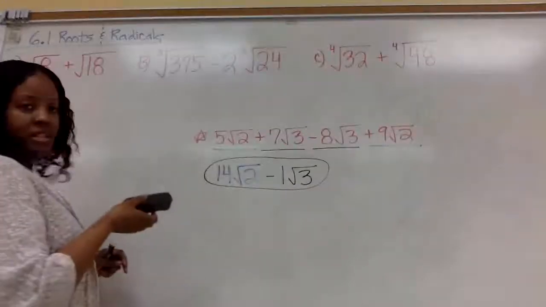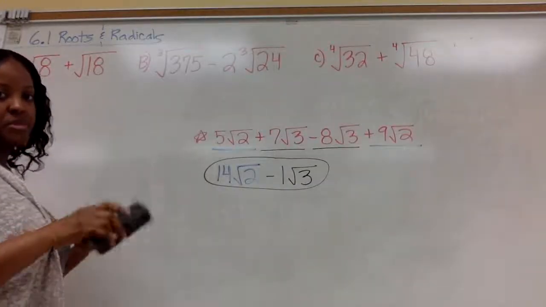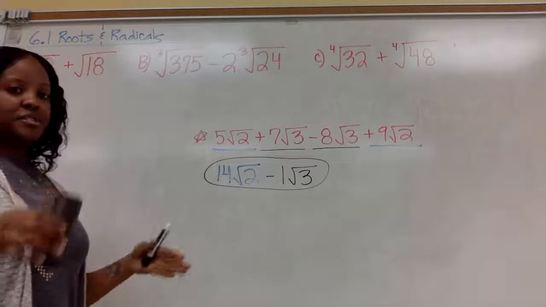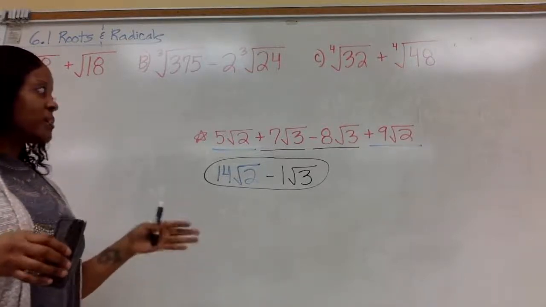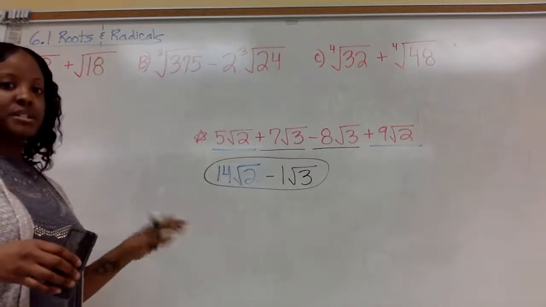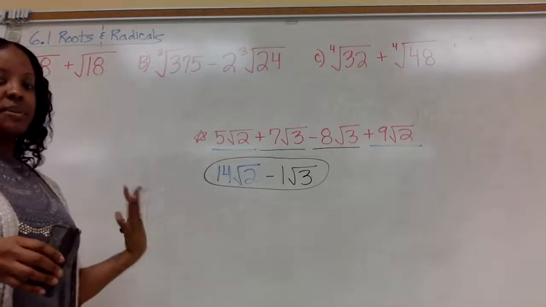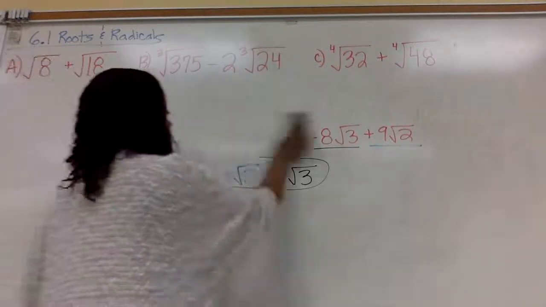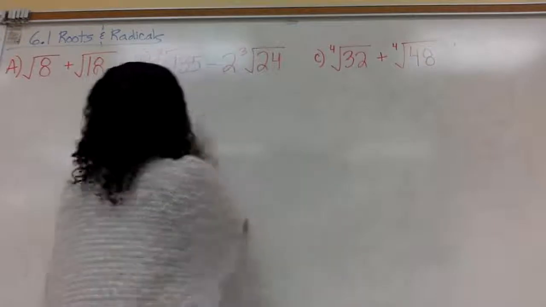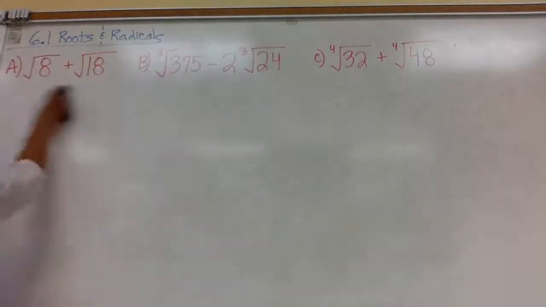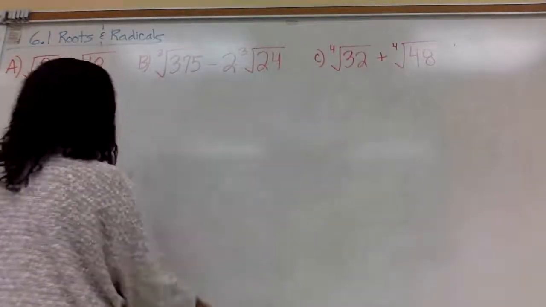All right, so I'm going to get rid of this problem. This was just a basic problem to get your mind steered towards where we're going. So think of like terms. They have to have the same number underneath the square root. Okay, so let's jump into this first problem here.